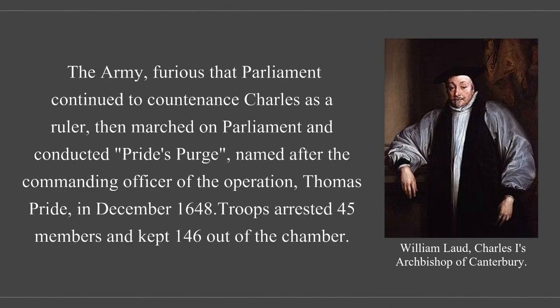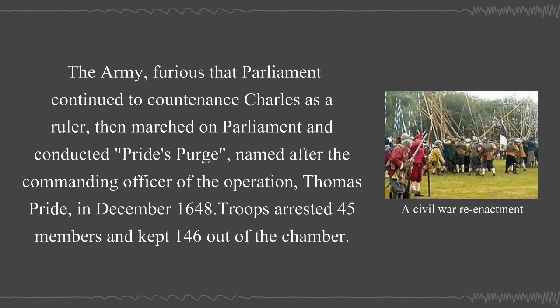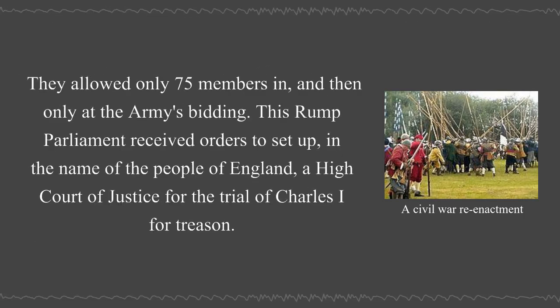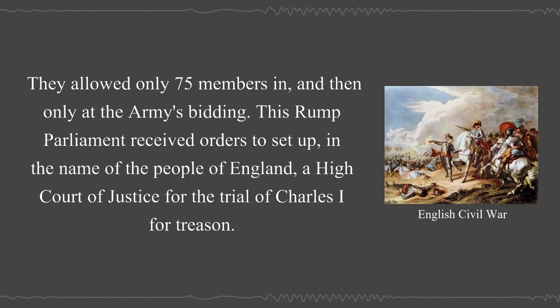The army, furious that Parliament continued to countenance Charles as a ruler, then marched on Parliament and conducted Pride's Purge, named after the commanding officer of the operation, Thomas Pride, in December 1648. Troops arrested 45 members and kept 146 out of the chamber. They allowed only 75 members in, and then only at the army's bidding. This Rump Parliament received orders to set up, in the name of the people of England, a High Court of Justice for the trial of Charles I for treason.